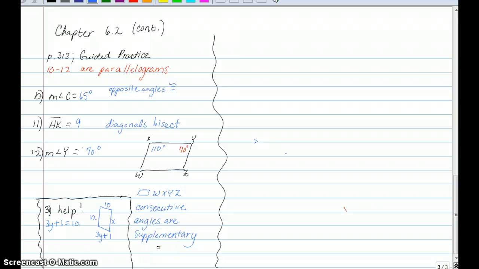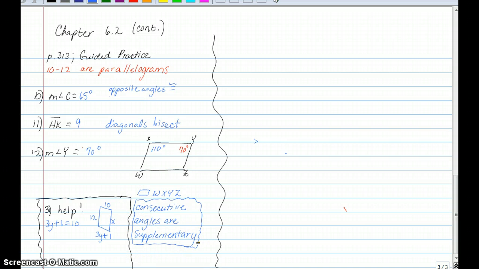I want you to write one last thing before we leave. I want you to look at this picture for 12, just a little practice. This is the symbolic notation for that parallelogram. Parallelogram shape, W, X, Y, Z. That's how you write it symbolically. And then I just would like you to write a little note to yourself that consecutive angles are supplementary.